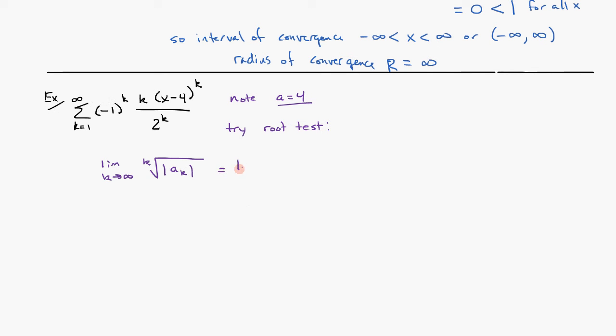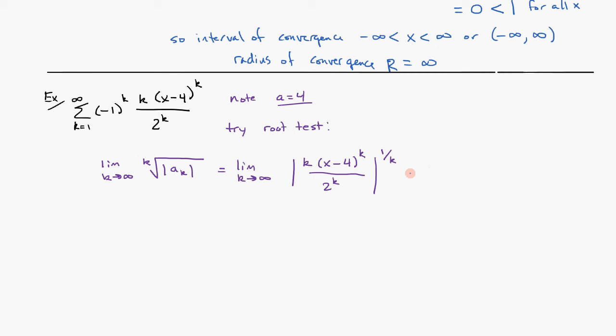Okay, so this limit becomes the limit as k goes to infinity, so the terms a_k is what's here. Again, we take the absolute value, so the minus 1 goes away. So we have k times (x minus 4) to the k over 2 to the k. So this part, take the absolute value, and then this whole thing, we take the kth root, but the kth root is the same as 1 over k as the exponent.